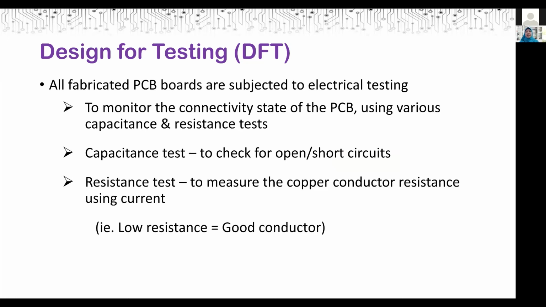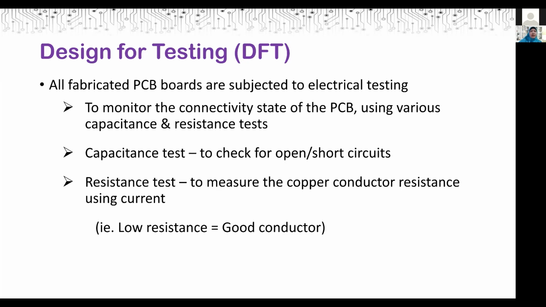So the capacitance test is actually to check for short and open circuits. So you do not want your board to have open nets or short nets. So this is not a very good product if you get this kind of results. And the resistance test is to actually measure the copper conductor resistance using current. So if you have low resistance, that means your copper is of good quality. And if you have high resistance, that means your copper has oxidized or eroded.